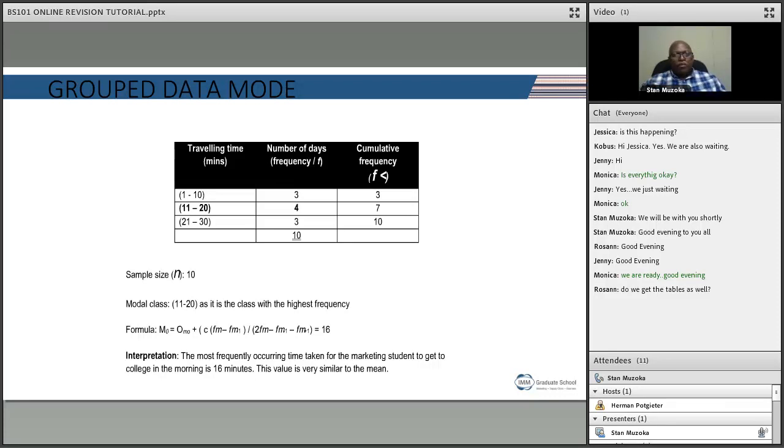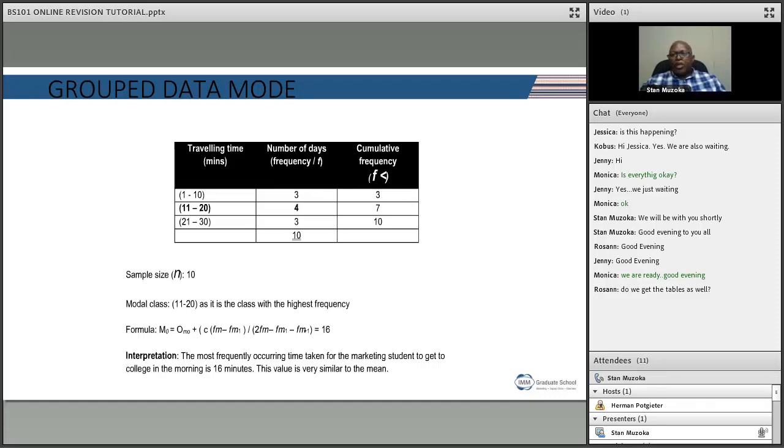Sorry, I'm talking about the cumulative frequencies there. Let me redo. The frequency of the model class is 4. The frequency of the class smaller than the model class is 3. That is the class 1 to 10. And the frequency of the class larger than the model class is 3, which is 21 to 30.